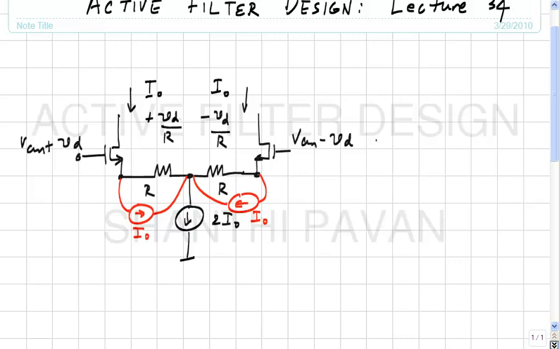Now if you look at this node, what do you see? There are two current sources coming in which are I naught, and one current source of value 2 I naught pulling out. So what can I do? I just can get rid of this whole contraption here, correct? You understand? In other words, that single current source going across R can be split as two current sources in series, right?